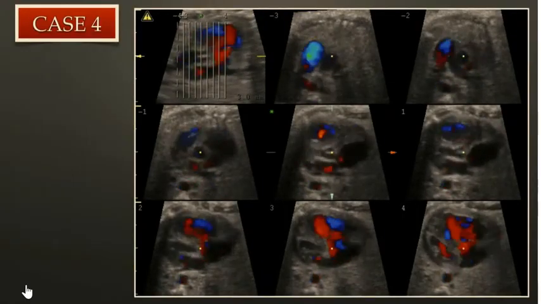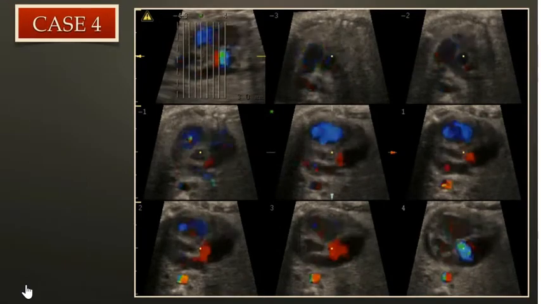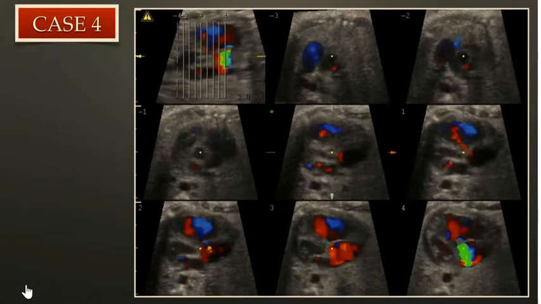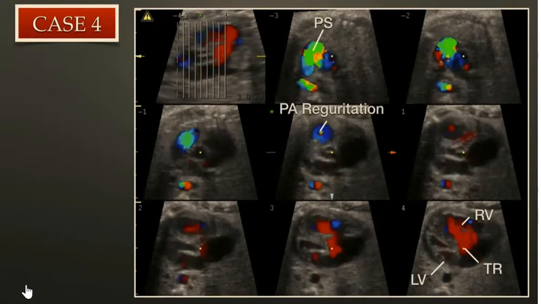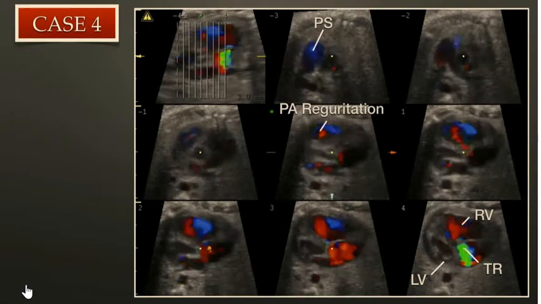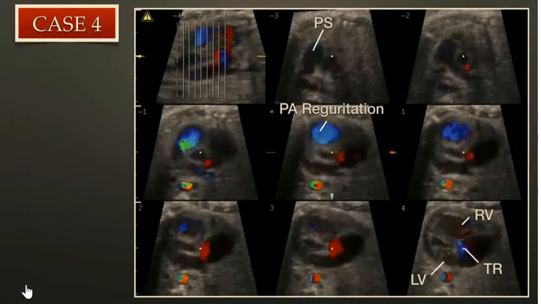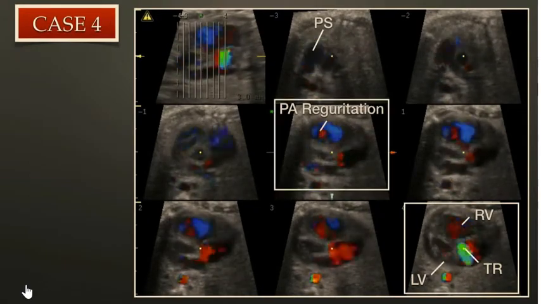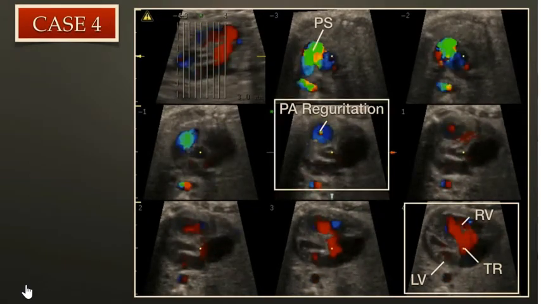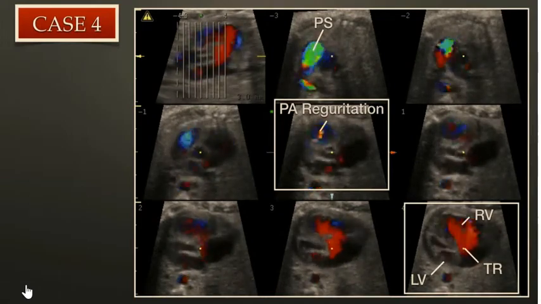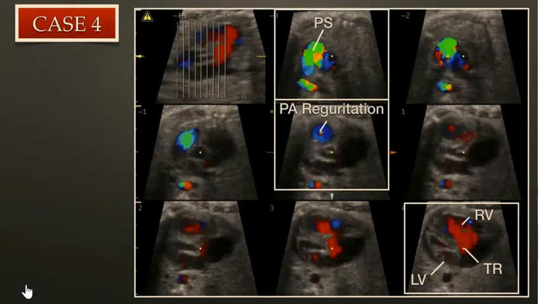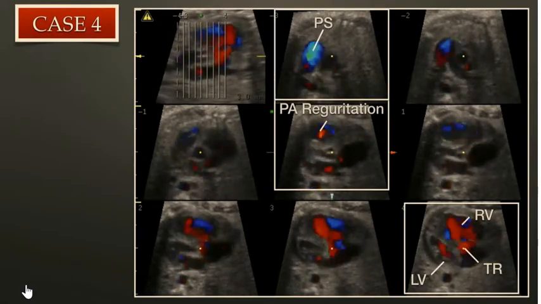Case 4. What is wrong with this clip? The four-chamber view demonstrates right-to-left disproportion and tricuspid regurgitation. The five-chamber view demonstrates pulmonary regurgitation in the right ventricular outflow tract as manifest by the red flow pattern. The three-vessel view demonstrates pulmonary stenosis with aliasing.